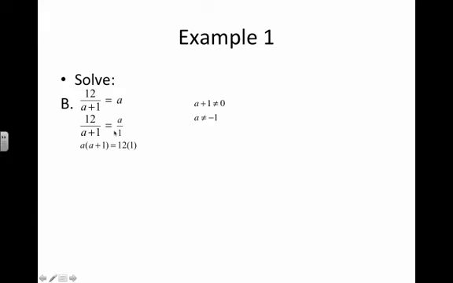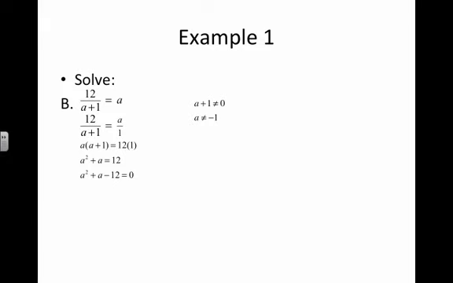All right, I need to distribute that a. So I get a squared plus a equals 12 times 1, which is 12. All right, so this is a quadratic because you have a squared. So remember with quadratics, you want to get everything on one side of the equation and 0 on the other. So we'll subtract the 12 over. Now, remember you have a couple of choices. You can factor and solve if that's possible, or you can use the quadratic formula.